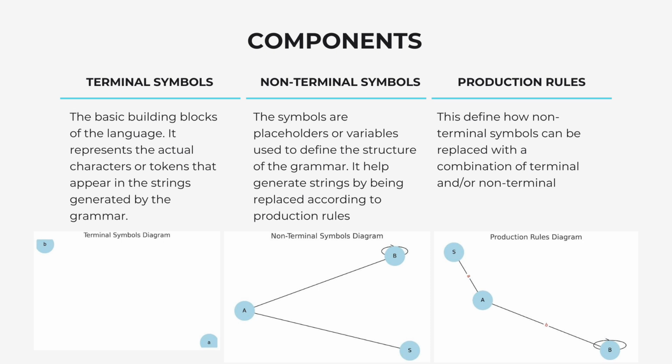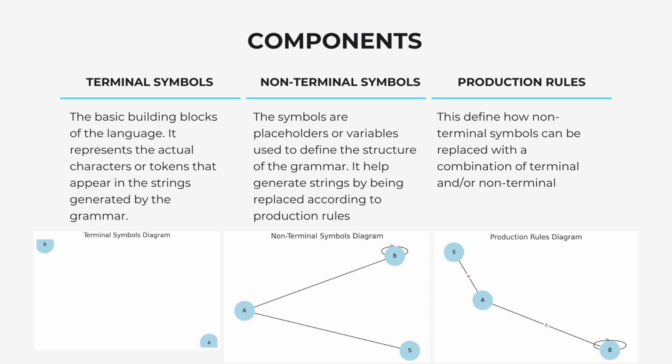Non-terminal symbols. These are the placeholders or variables used to define the structure of the grammar. They help generate strings by being replaced according to the production rules. They do not appear in the final output. They represent intermediate steps in the generation process. In the grammar shown in the diagram below, S, A, and B might be non-terminal symbols. They are replaced step by step until only terminal symbols remain.